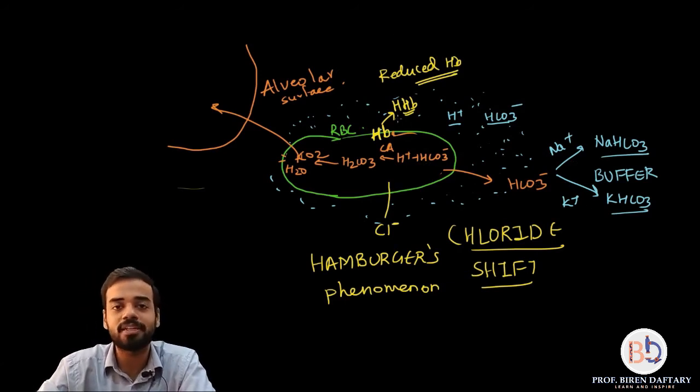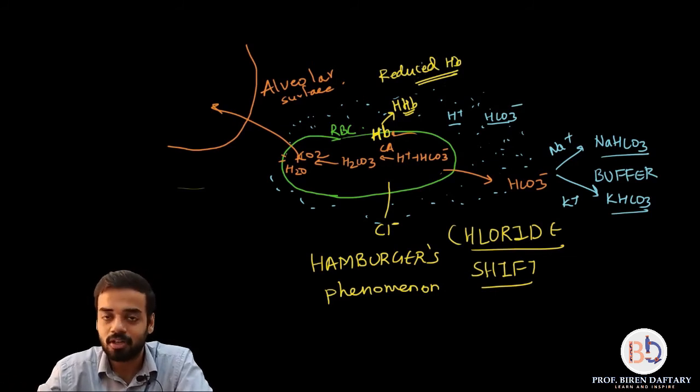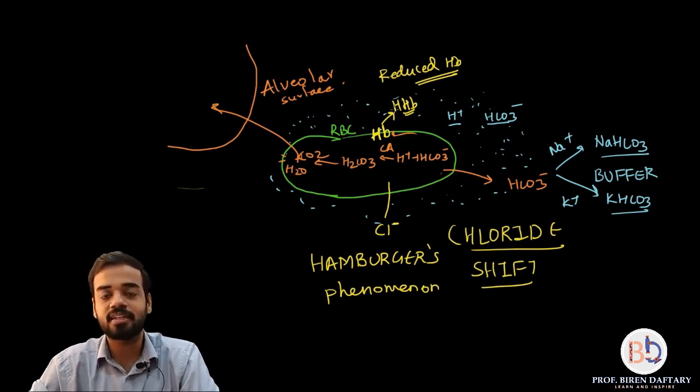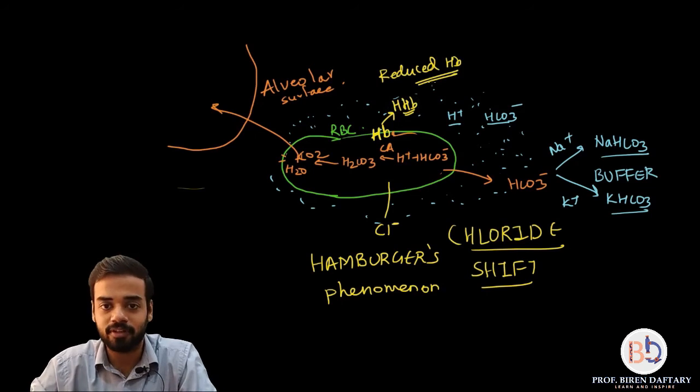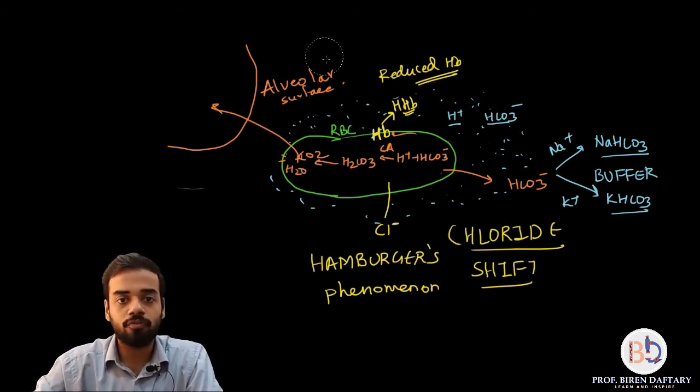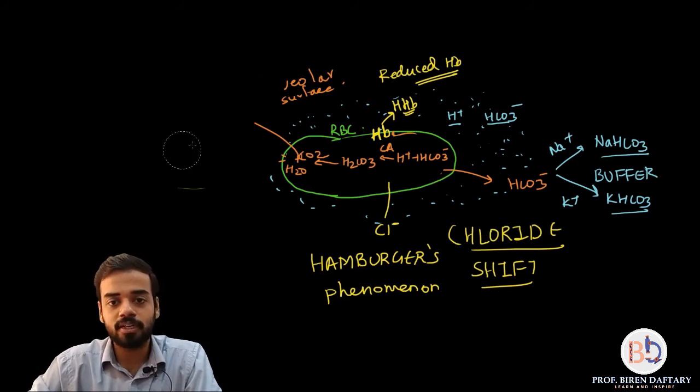This reduced hemoglobin HHb also acts like a buffer, so it doesn't increase the acidity, because many people will think that this is hydrogen, so protons will increase the acidity. No, it also acts like a buffer. Is this clear? So we have finished with two methods of transport of carbon dioxide.